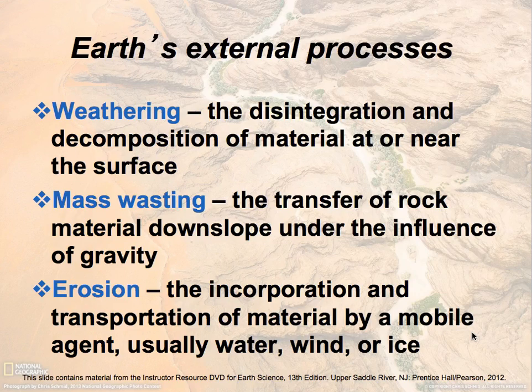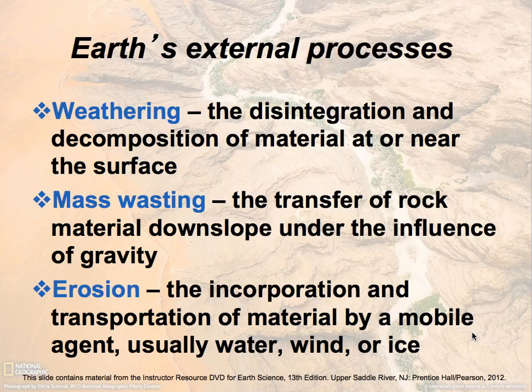Mass wasting is slightly different than weathering. Weathering is really just the fragmentation or the destruction of material, or changing of the physical form of that material into smaller pieces. Mass wasting is actually movement of geologic material under the influence of gravity. So that's going to happen downslope in most cases.